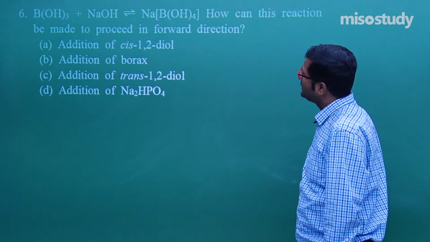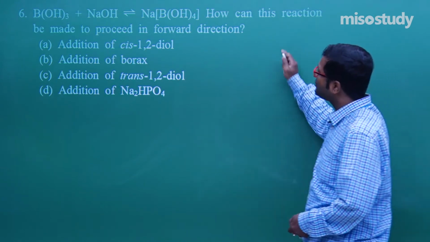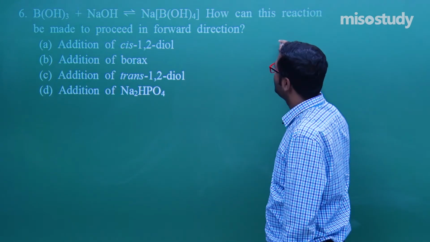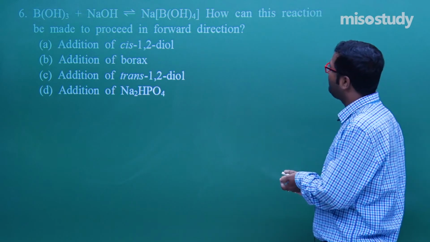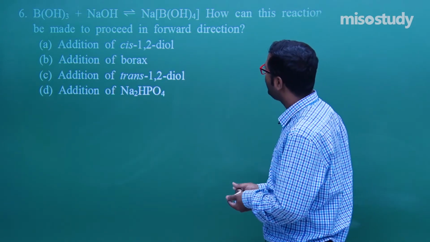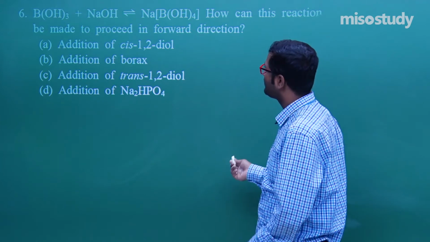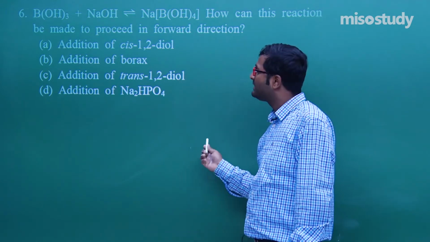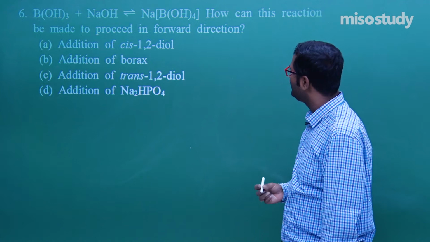The next one is question number 6. B(OH)3 plus NaOH gives you Na[B(OH)4]. How can this reaction be made to proceed in the forward direction? This is a question from a previous JEE examination. The answer is addition of cis 1,2-diol.